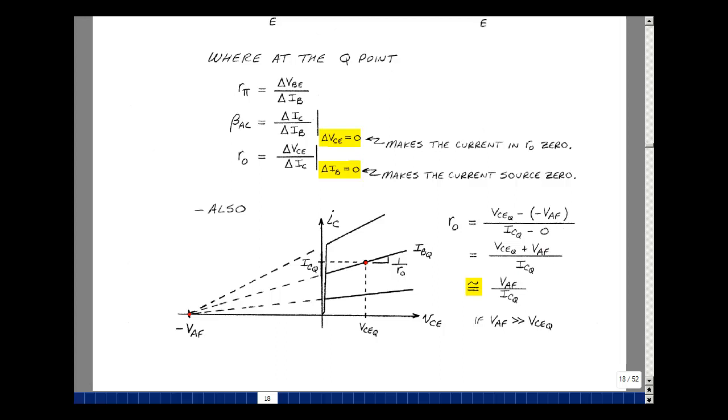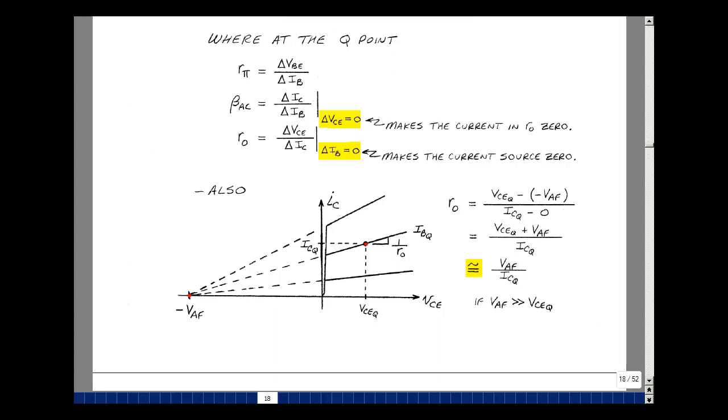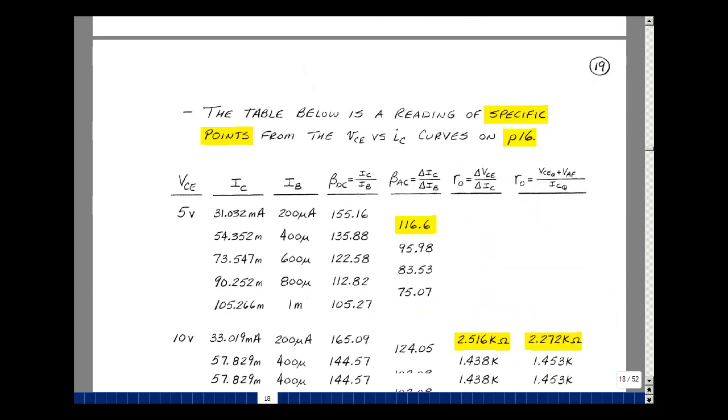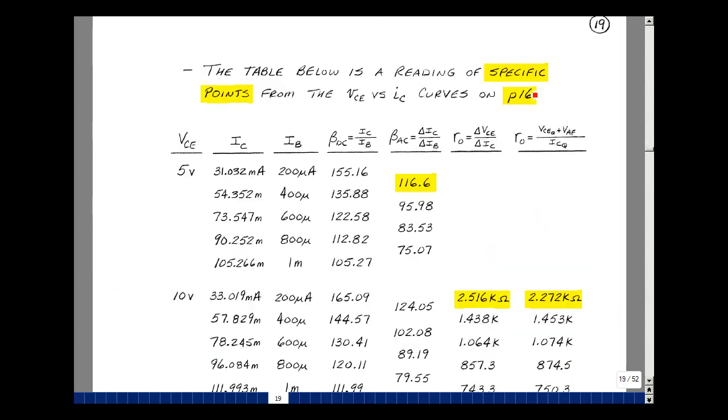Let's take a look at some data and see if we can calculate these parameters off of a VI characteristic. Let's go back to page 16, where I plotted at the bottom of the page the collector emitter voltage versus the collector current for different values of I sub B. I'm going to take a measurement at 5 volts and at 10 volts for different values of base current.